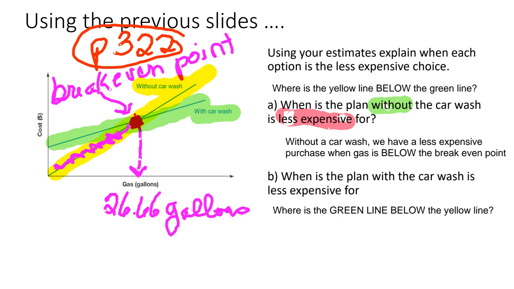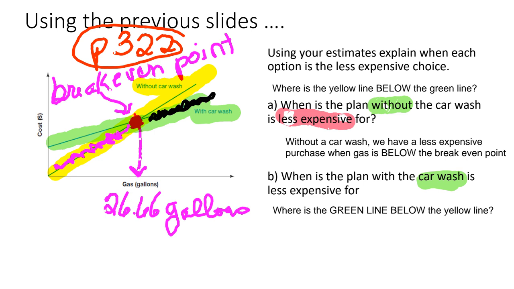Because the green line is the car wash. The green line is the car wash. And where is it below the yellow line? It is below right down here.